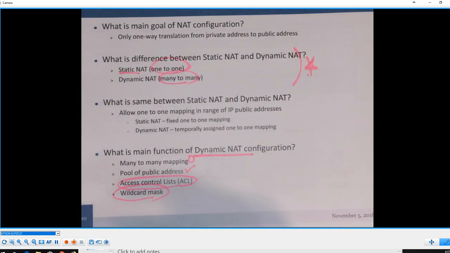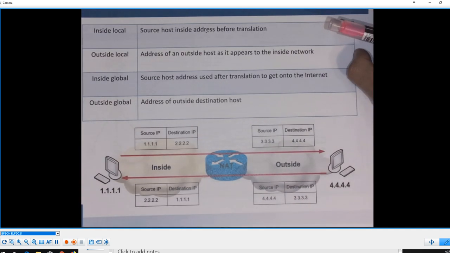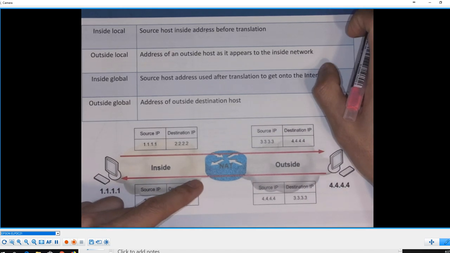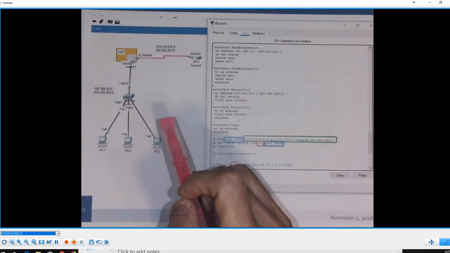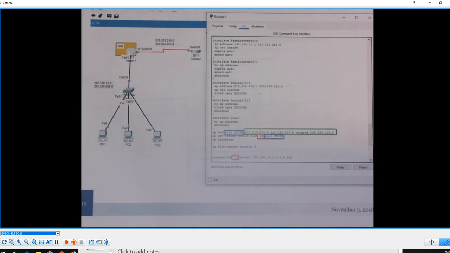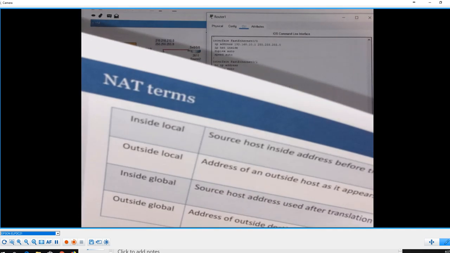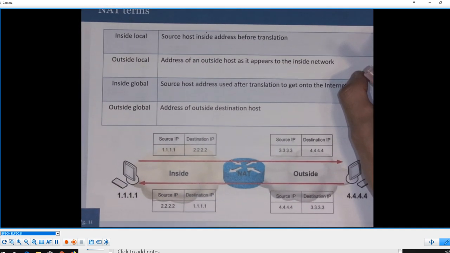So I'm going to explain the dynamic NAT configuration using an example. Okay. And by the way, before I show you an example, like this one, let me first introduce a couple of important terminology. I want you to focus on the following. I want you to know the following terms that are used by NAT.